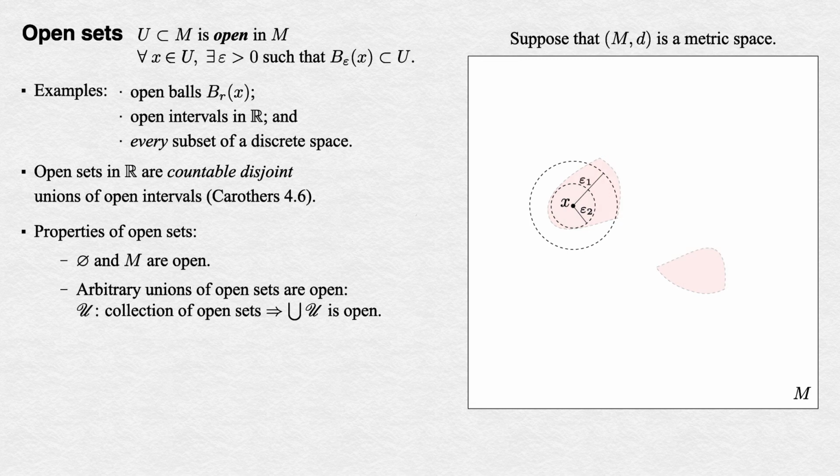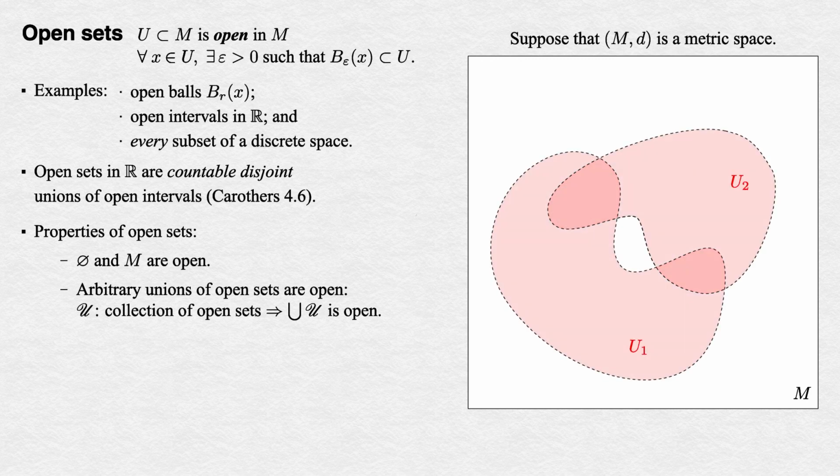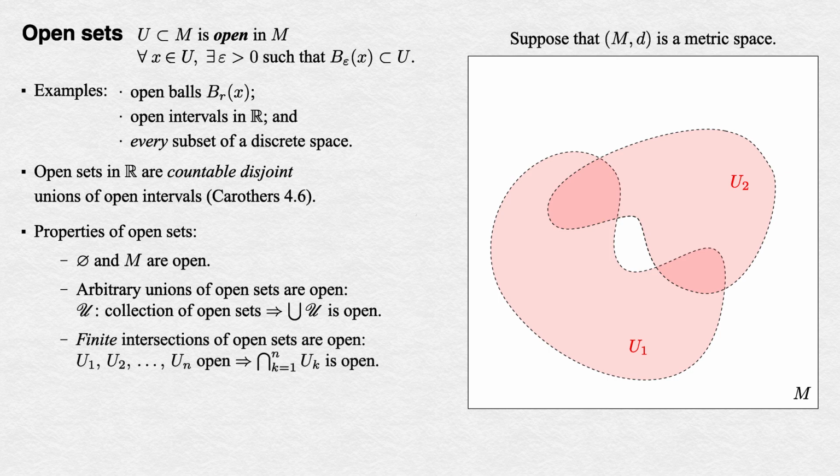Given these, it's not too difficult to find a radius that works for their intersection. Just take epsilon to be the smaller of epsilon 1 and epsilon 2. This shows us that the intersection of two open sets is an open set. We can work inductively to show that the intersection of any finite collection of open sets is open, which is our third property of open sets. Note that we can now afford to list off our sets, because this is only talking about finite collections.